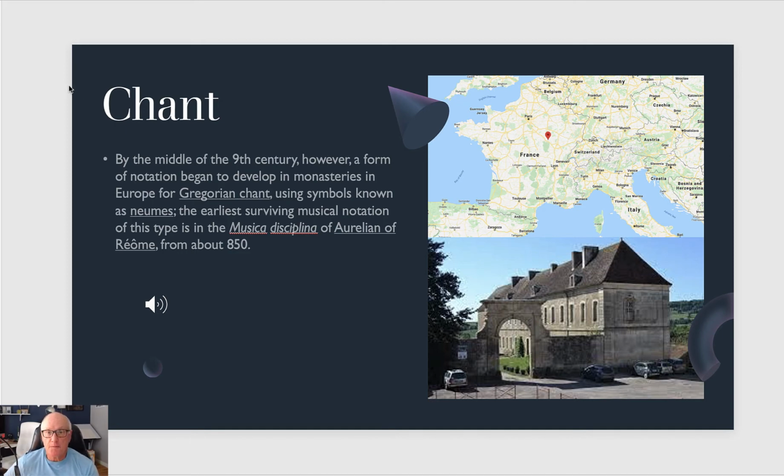Now, Réôme is this little dot on the map. It's in Burgundy, wine country and a very important medieval kingdom and duchy of the Middle Ages. But the monastery is still with us. Of course, it's been remodeled many times. But the sound of chant is this.